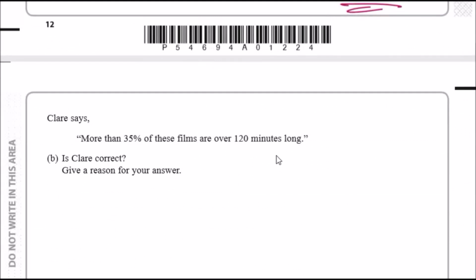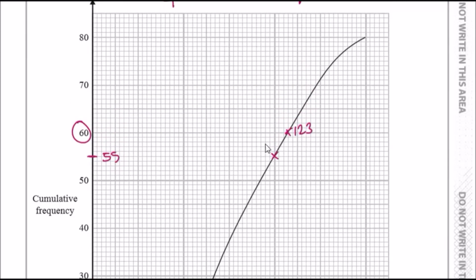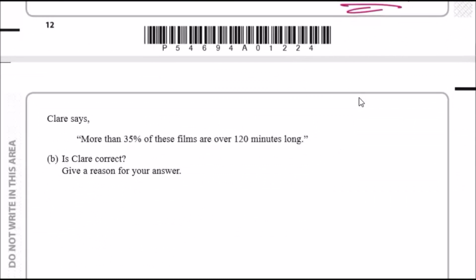But we care about over 120 minutes, so we're talking about after it. The first 55 have movies that last up to 120 minutes. But if they're over 120, that's going to be the remainder. So it'll be 80 minus 55, which is the 25 films not accounted for. So if it's 25 films out of 80, let's see what percentage that is.